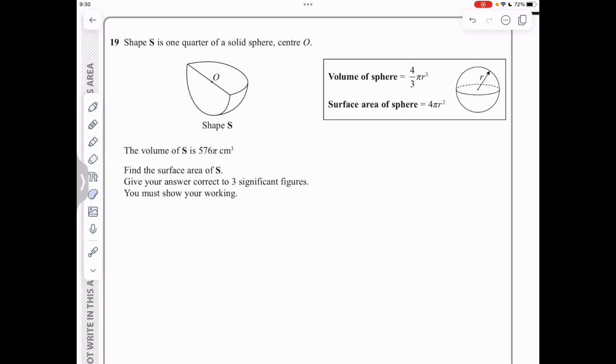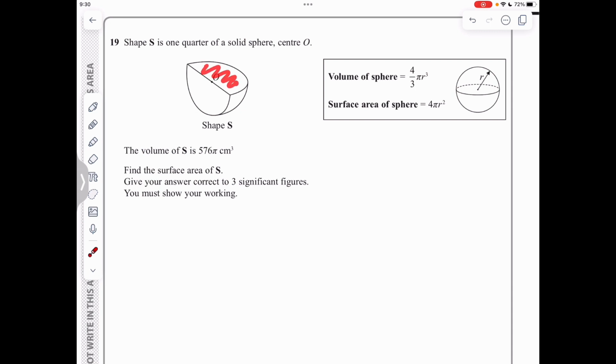In 19, we've got shape S here. It's a quarter of a solid sphere centered at O. We are being told that the volume of S is 576 pi cubic centimeters, and we need to work out the surface area of S. Well, I will start by identifying the different faces on this shape and the expressions corresponding to the area.